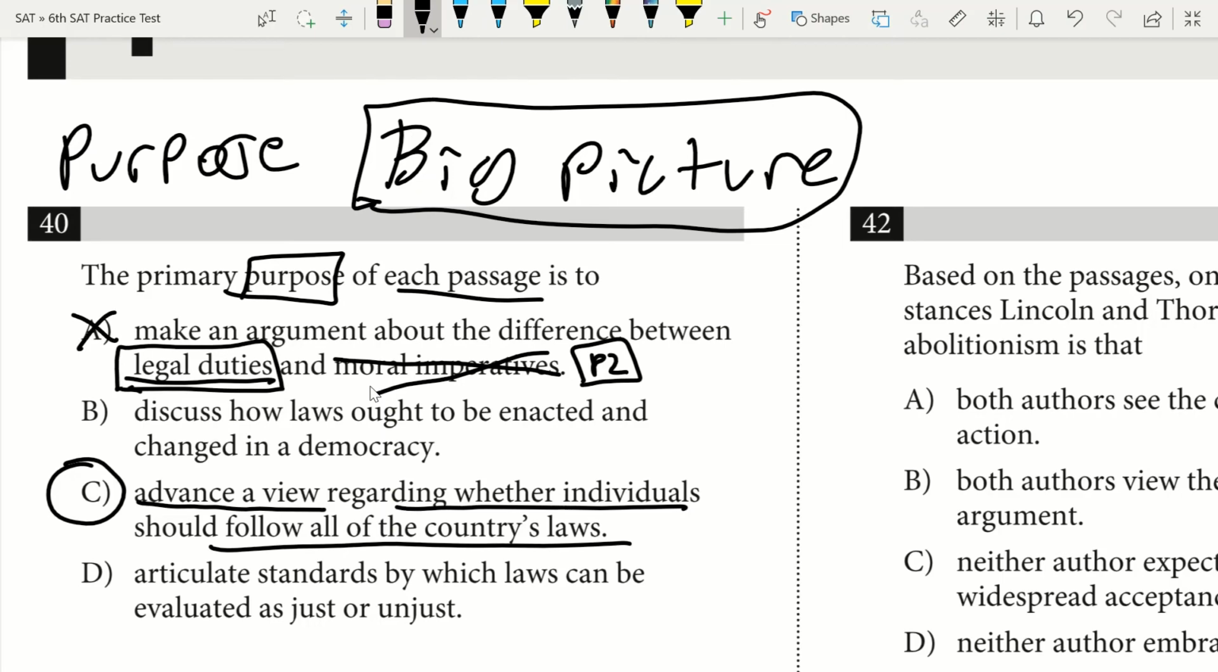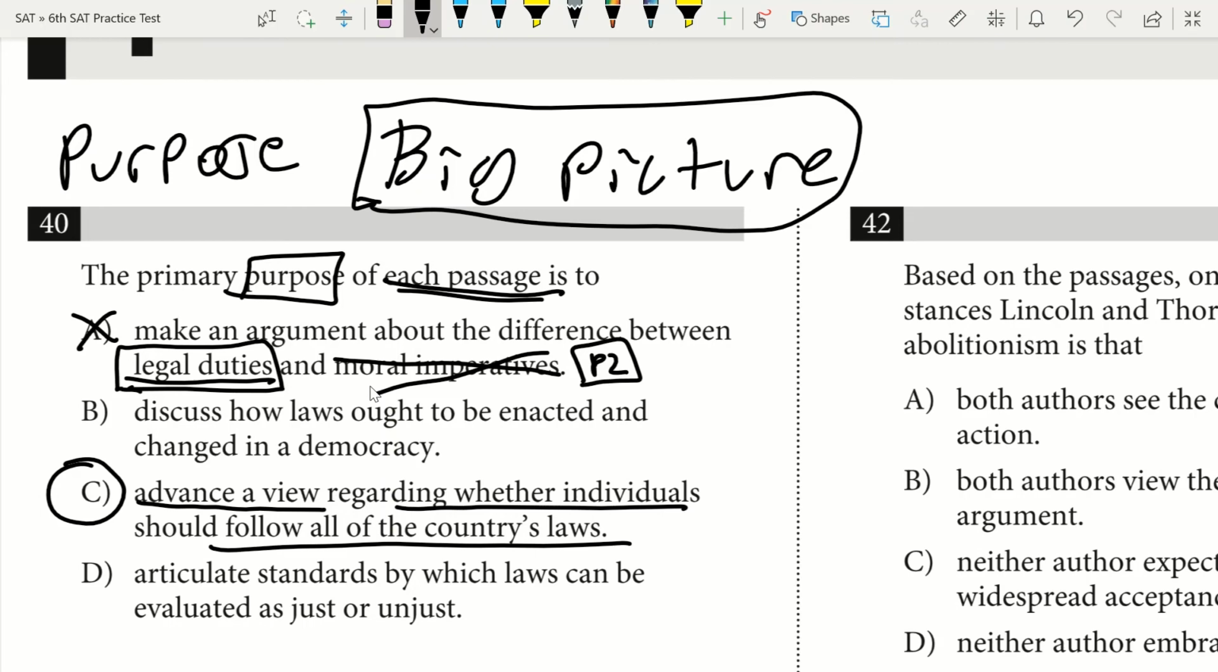And anytime you're asked to compare purposes of two passages like this, you want to watch out for answers that are too specific to one passage. Because a lot of times that's what these answers will be. There'll be one that's too specific to passage 2 and one that's too specific to passage 1. And you're asked for the primary purpose of each passage, okay? So you've got to pay attention to that.